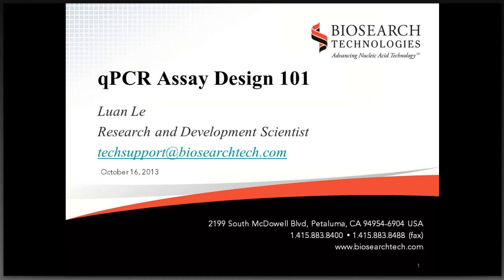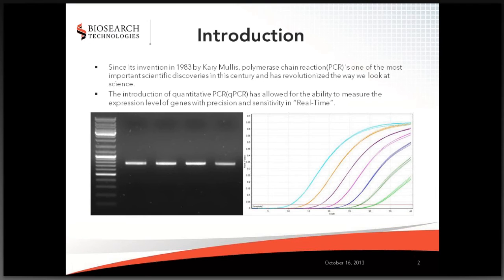So today, we're going to go over the design of primers and probes for quantitative PCR. And a little bit of an introduction, the invention of polymerase chain reaction, or as we like to call it, traditional PCR, has allowed us to replicate and quantify DNA. But it wasn't until the discovery of quantitative PCR, or qPCR, that we've been able to measure expression with precision and sensitivity.